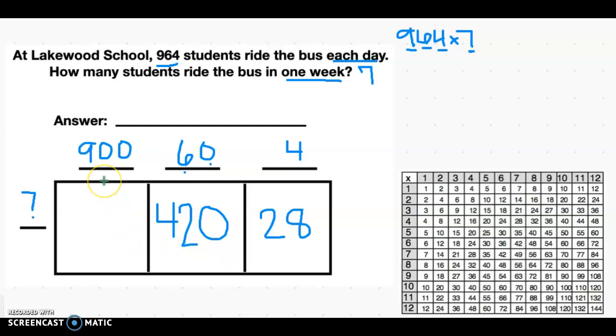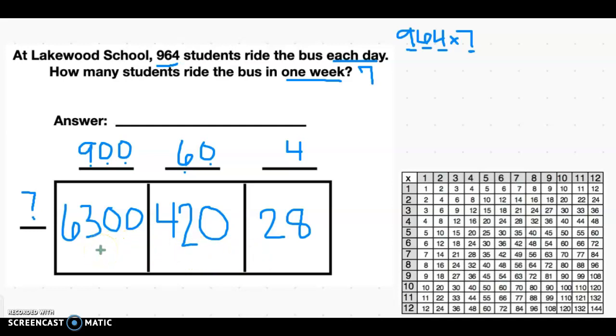Now I'll move to the hundreds place. 7 times 900. Again, I'm going to work with just 7 and 9 first, and then I can add my zeros at the end. 7 times 9 is 63. There are no zeros in the number 7. There are 2 zeros in the number 900. 7 times 900 is 6,300.